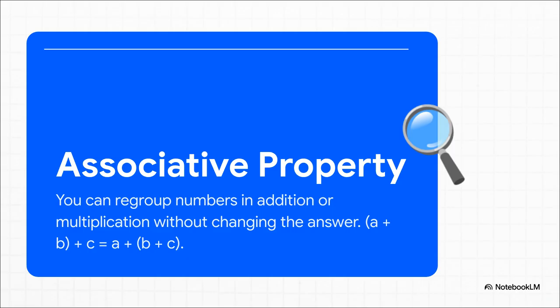Next is the associative property. This one is all about who you associate with, or which numbers you group together. If you've got a long string of numbers to add up, it doesn't matter if you add the first two together first or the last two. You can regroup them however you want, and you're still going to land on the same result.